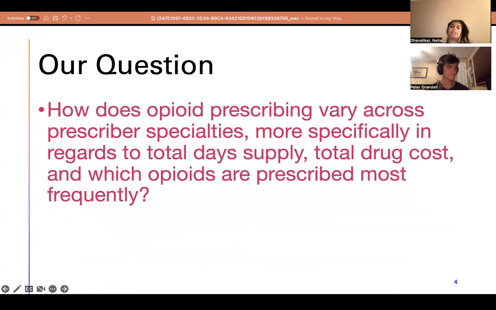Our meaningful question that we came up with after we started our data exploration was: how does opioid prescribing vary across prescriber specialties, more specifically in regards to total day supply, total drug cost, and which opioids are prescribed the most frequently?